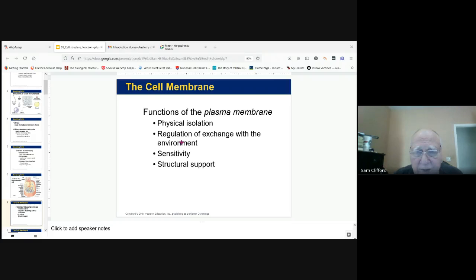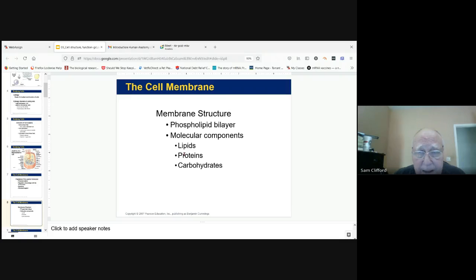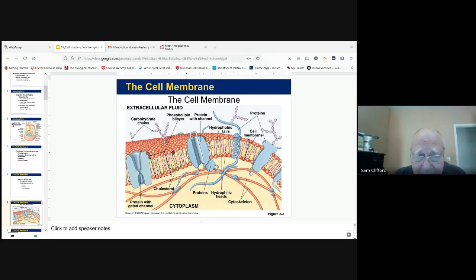Okay, what's the plasma membrane? It separates the cell from the extracellular fluid. It provides support, regulates exchange with the environment, isolates the inside of the cell, and it responds to chemicals and other stimuli. So it's made up of a phospholipid bilayer. So what does that mean?